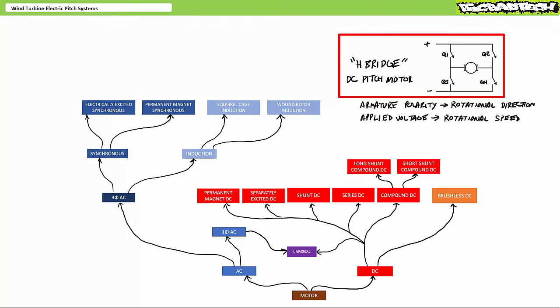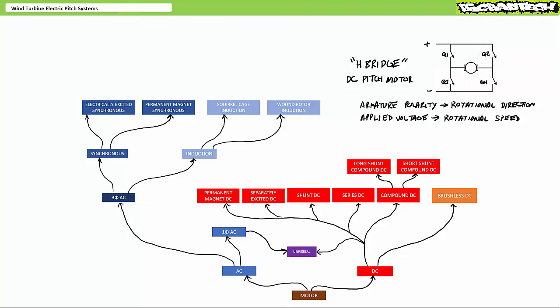A simplified representation of an H-bridge controller includes 4 switches in 2 vertical pairs, and the armature of the DC motor forming the horizontal bridge of the H, hence the name H-bridge. When switches 1 and 4 close, the armature experiences voltage polarity positive to negative, left to right, and rotates in one direction, and the blade is pitched forward. Conversely, when switches 2 and 3 close, the armature experiences voltage polarity positive to negative, right to left, and rotates in the other direction, and the blade is pitched back.